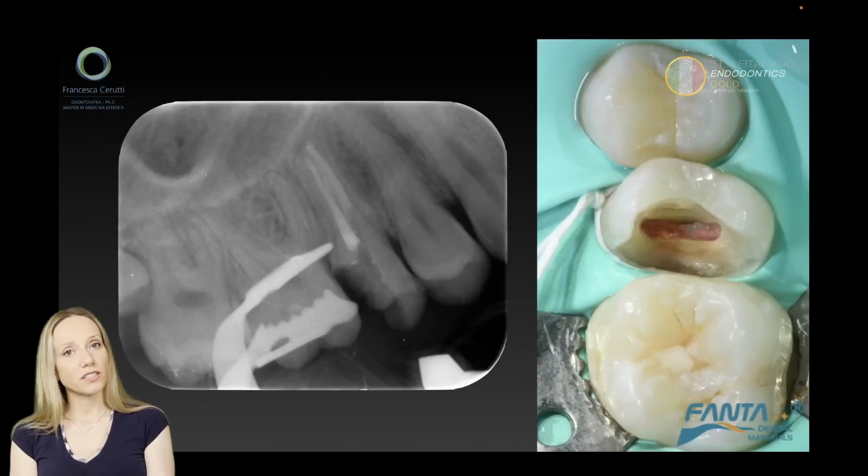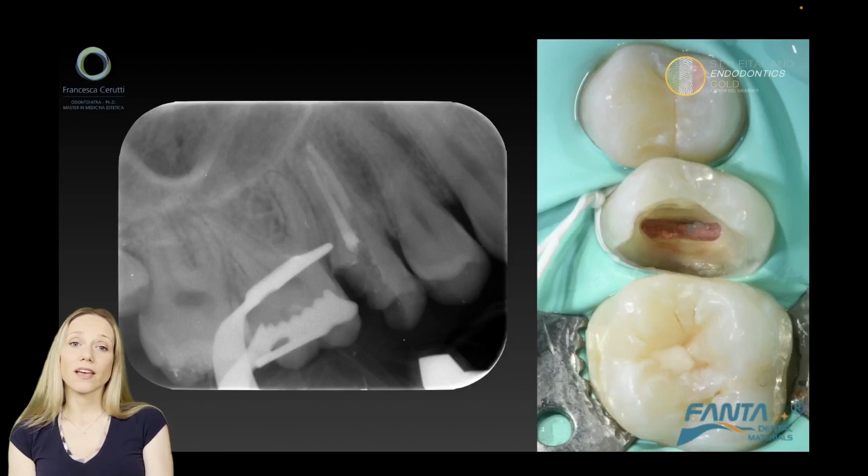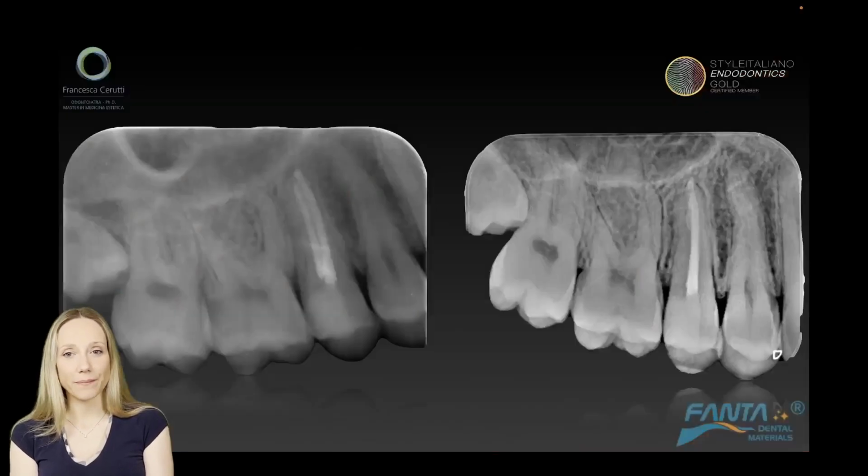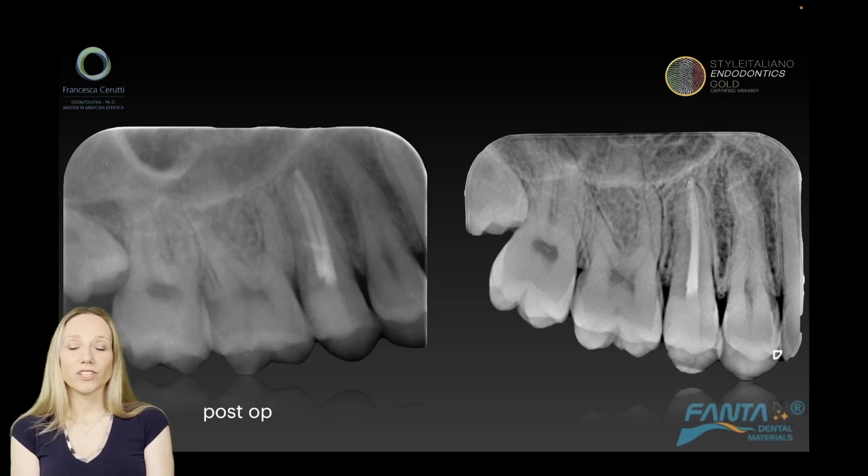I suggested the patient to do an indirect restoration because in my opinion an onlay would have been the best choice for this tooth, but the patient could not afford it, so I did a direct restoration and we will hope that the tooth survives over time. For that moment, 1 year later, everything is going fine and the patient has been symptom-free from the day of the retreatment. So the reason was a missed anatomy, a missed root canal.